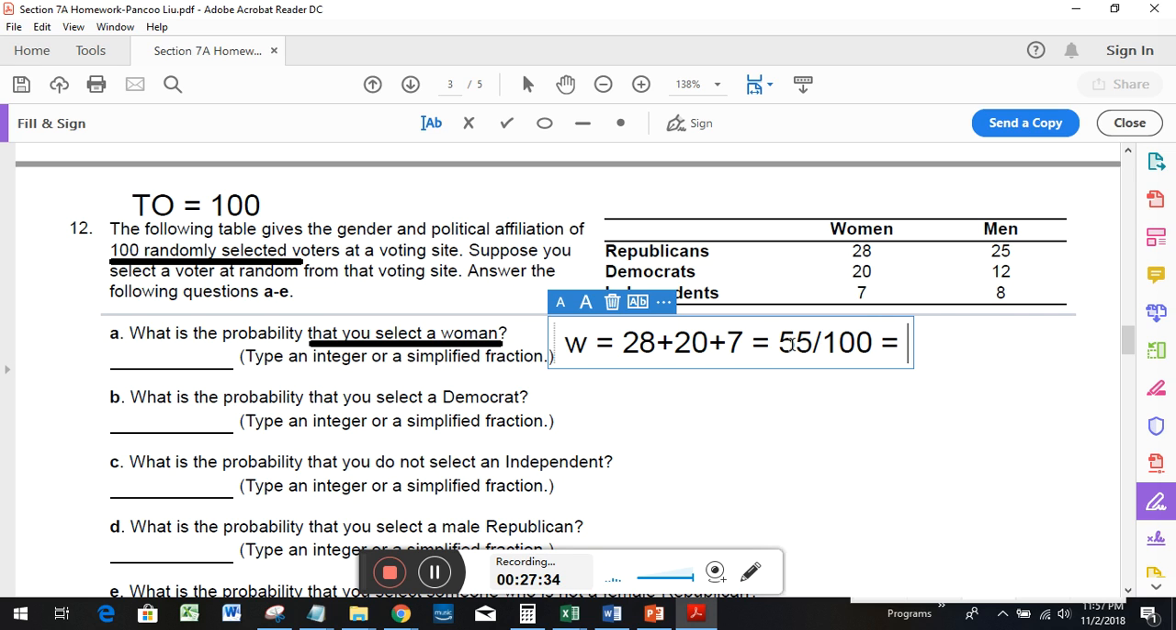So 5 can go into top and 5 can go into the bottom. So 55 divided by 5 is 11. 100 divided by 5 is 20. So our probability is basically 11/20.